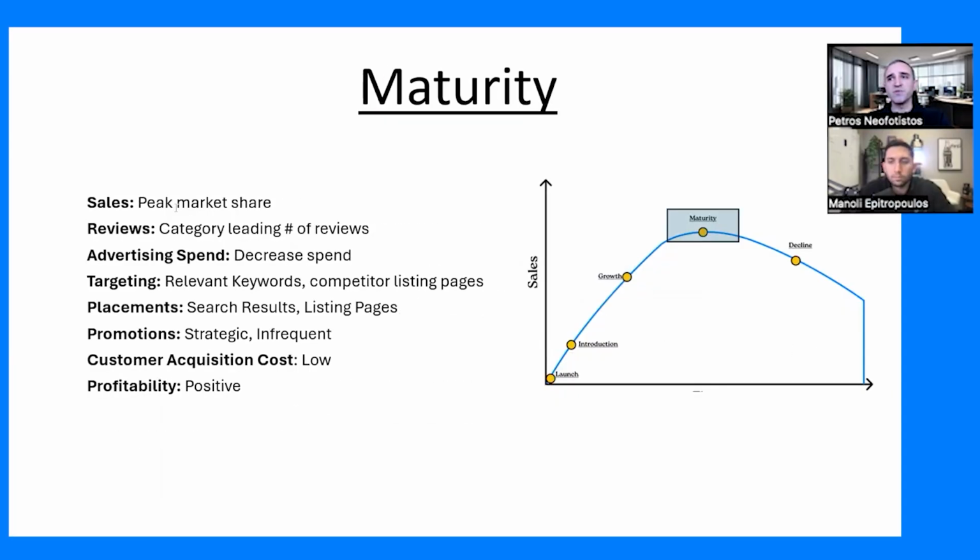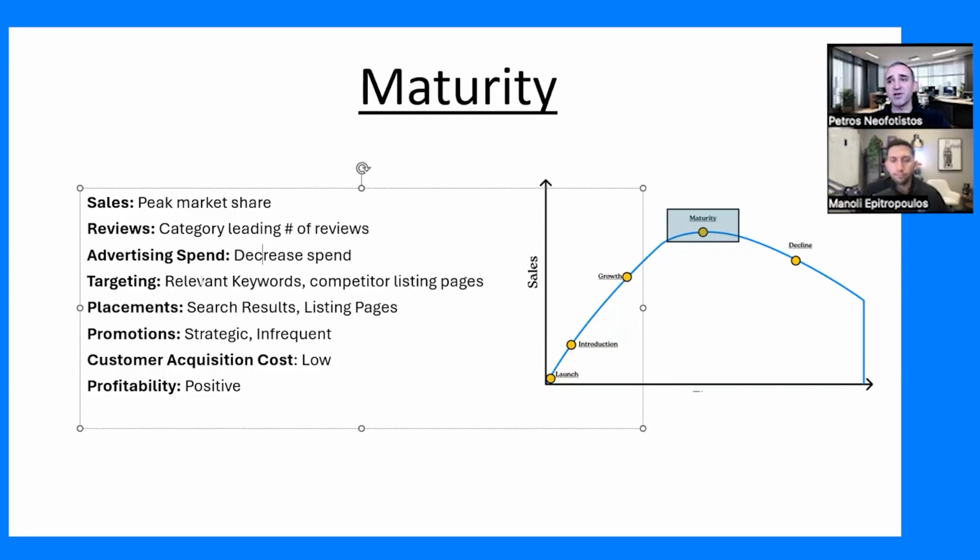So maturity is when, like I said, you hit your peak market share, your peak sales, you're starting to get a category leading number of reviews. So your review score is a positive. It's contributing to your sales and not necessarily detracting from your sales. At this stage, your advertising spend is starting to decrease as a percentage of your total sales.